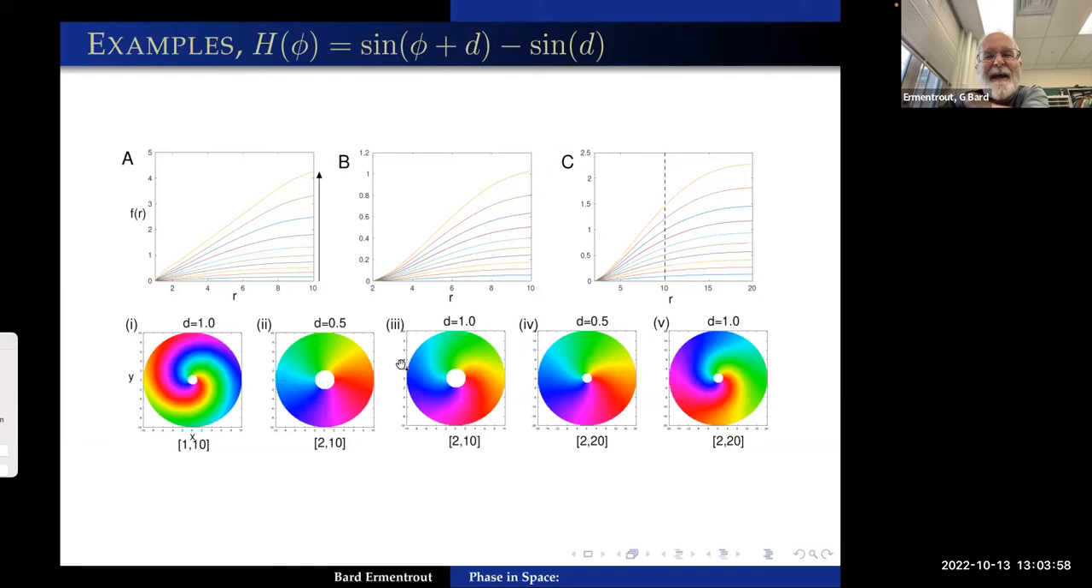Here's d equals 1 on an annulus of 2 to 10. And here's d equals 1 on an annulus of 2 to 20. So you can see that these are not geometrically similar. There's still a lot more twist. So the smaller the radius is, the steeper that spiral is. In fact, that spiral goes to infinity as the inner radius goes to zero.